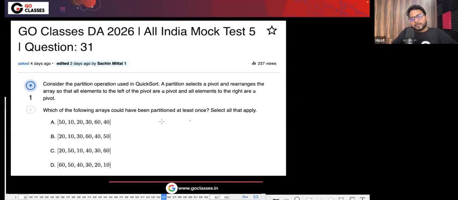Now let's solve this question. They are saying that you are using the partition method that we use in the quicksort. A partition selects the pivot and rearranges the array so that all the elements left of the pivot are less than or equal to pivot, and all the elements right of the pivot are greater than or equal to pivot.